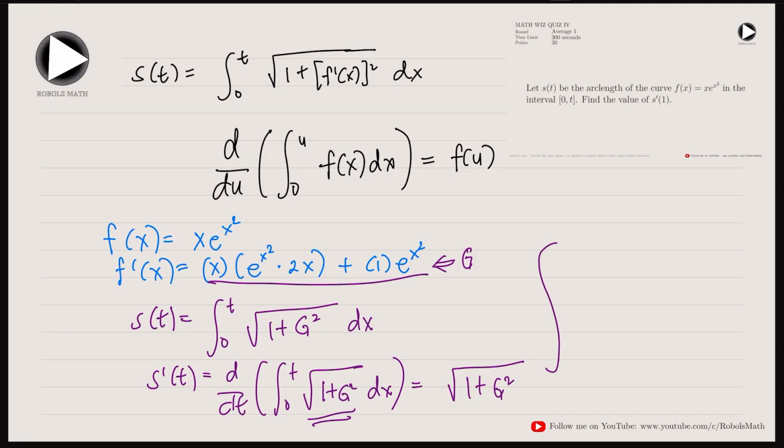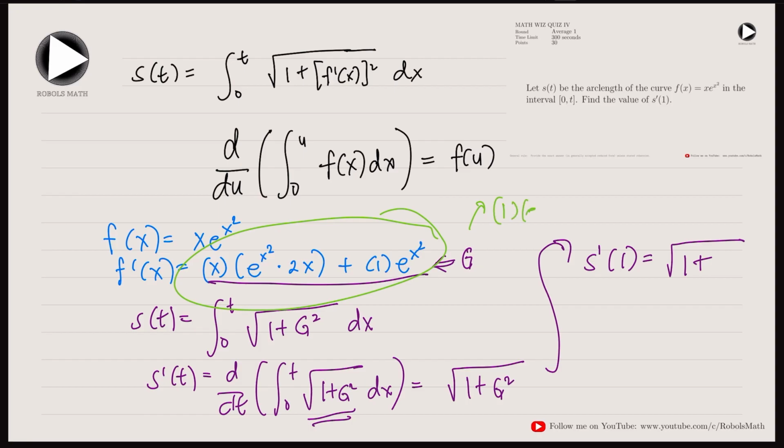Now we want s prime of 1. So this is equal to the square root of 1 plus the value of this derivative at x, or well, in this case, t is equal to 1. So this is just equal to 1 times e to the 1 times 2 plus 1 times e to the 1, which is 3e. So this is 3e squared. Therefore, the value that we want is the square root of 1 plus 9e squared.